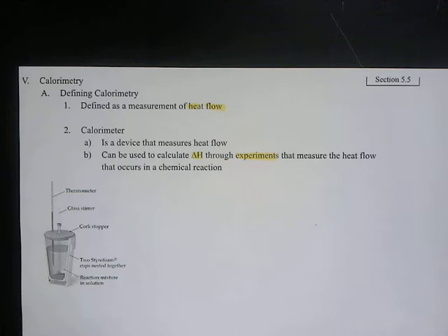Objective number 1, define the terms heat capacity and specific heat. Objective number 2, calculate any one of the following quantities given the other 3: heat, quantity of material, temperature change, and specific heat. And then objective number 3 is to calculate the heat capacity of a calorimeter given the temperature change and quantity of heat involved. Also, calculate the heat evolved or absorbed in a process from a knowledge of the heat capacity of the system and its temperature change.